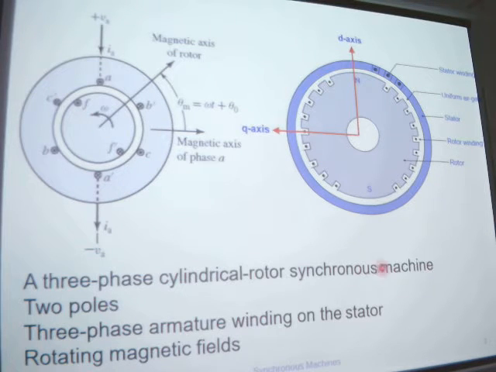Also, the rotor winding represents a distributed winding, just like this figure. It's distributed. There are many windings on the rotor, but for the simple purpose, we just use F and F prime to represent it.